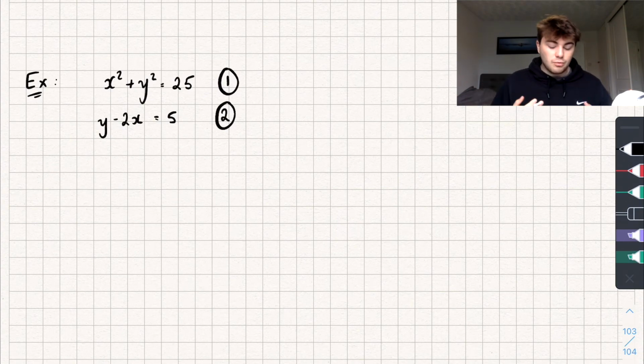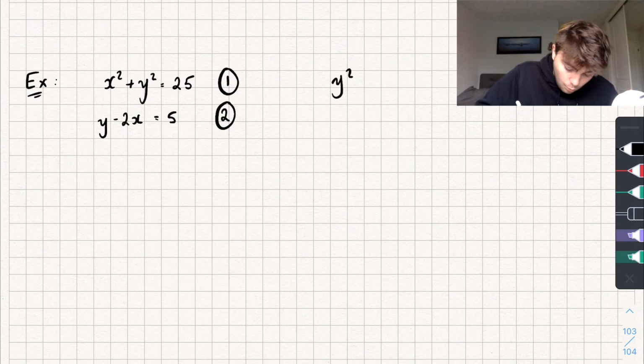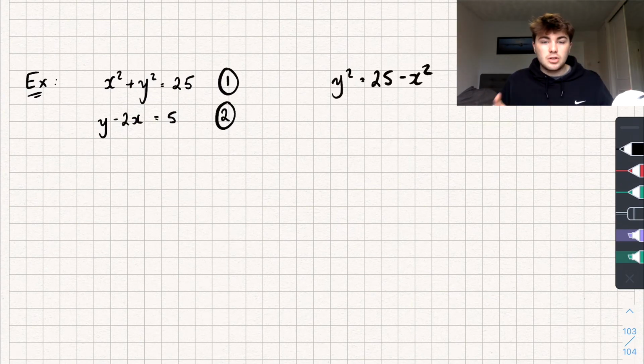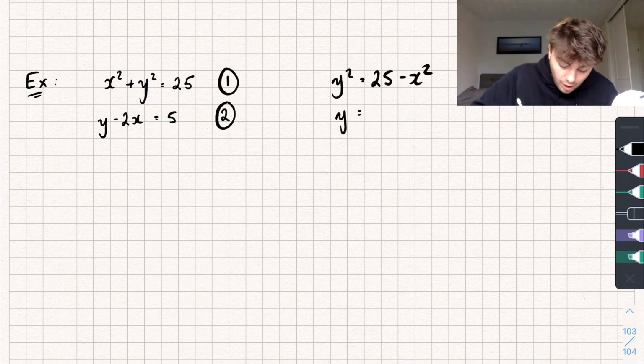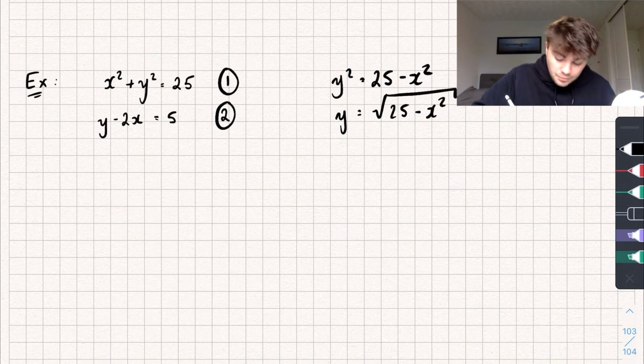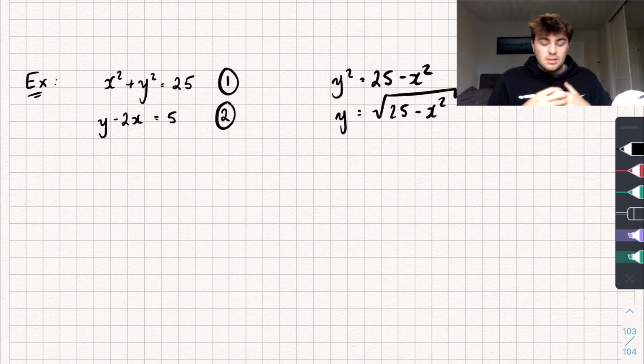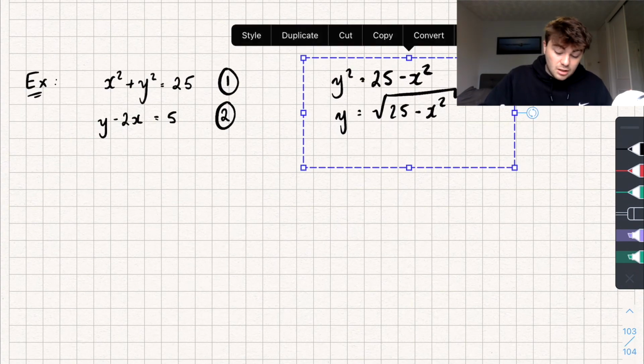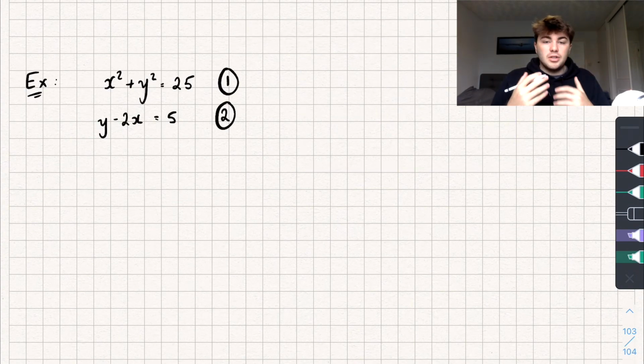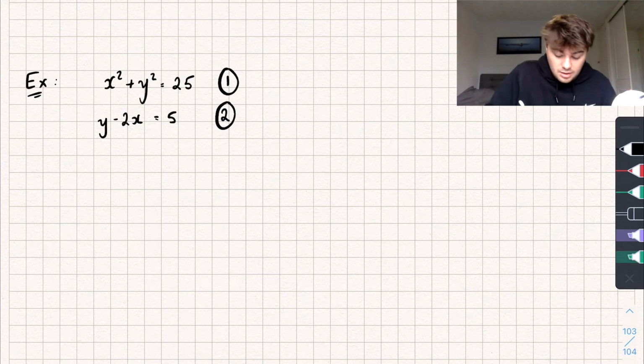Because say I chose to rearrange the x squared equation in terms of y, for example, well, I'd subtract x squared from both sides and get y squared equals 25 subtract x squared. And then I'd take the square root of both sides, which would give me y equals the square root of 25 minus x squared. Now, the problem with this is it just looks more confusing when I substitute it into equation 2 than the alternative, which is to rearrange equation 2 to make y the subject. So let's do that.